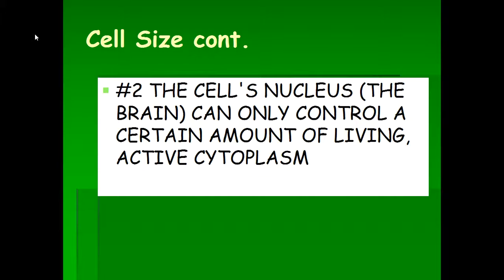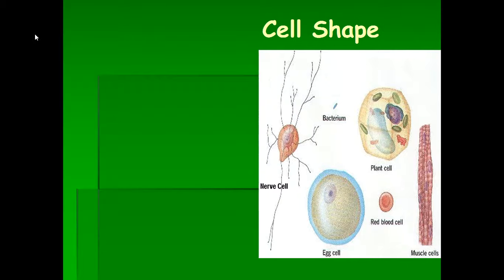The second reason is the nucleus. The nucleus can only control so much living cytoplasm. So there are two reasons. The first is the ratio, and the second is that the nucleus is only strong enough to control so much cytoplasm.